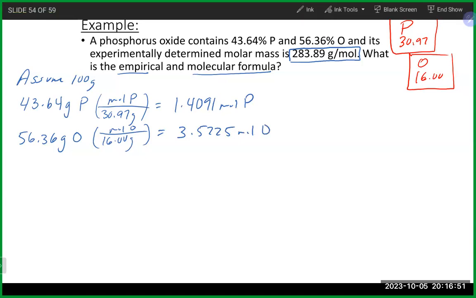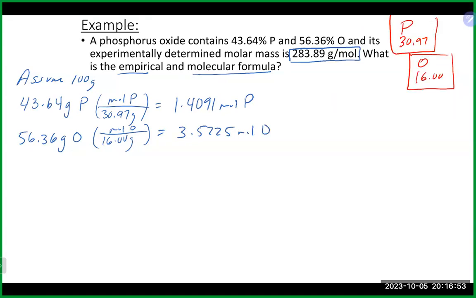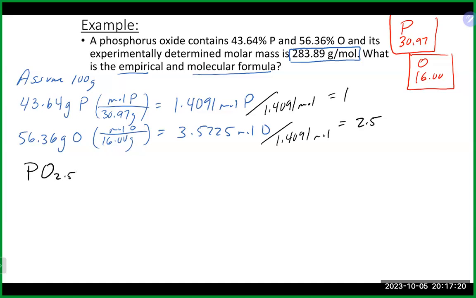We're going to divide by the smallest number of moles, which in this case is the phosphorus. So we'll divide everybody by the moles of phosphorus. Again, we always divide by the smallest number of moles. That gives us a 1 for the phosphorus, and for the oxygen, it gives us basically a 2.5. So at this point, our empirical formula is PO2.5. Can we leave it like that? We cannot. It needs to be a whole number.